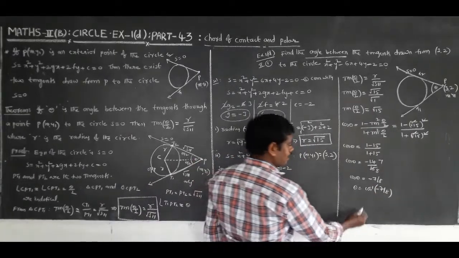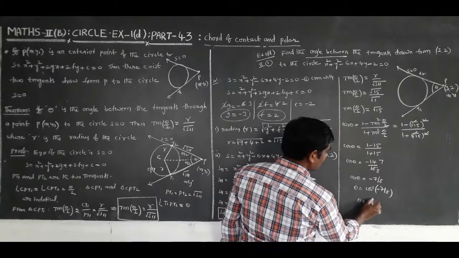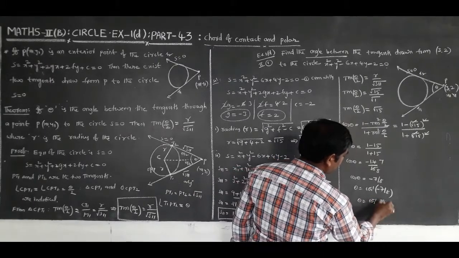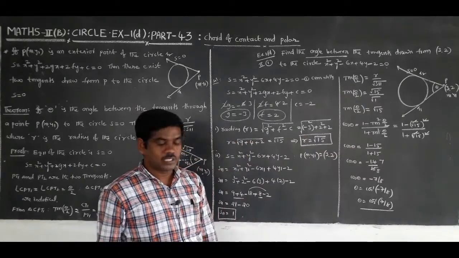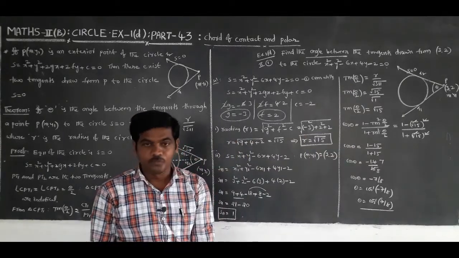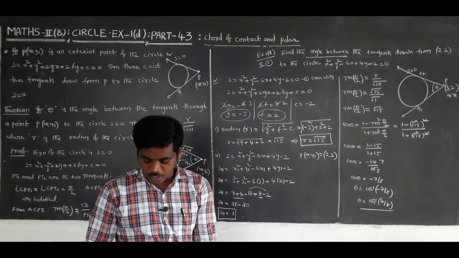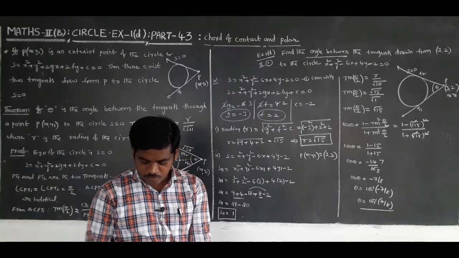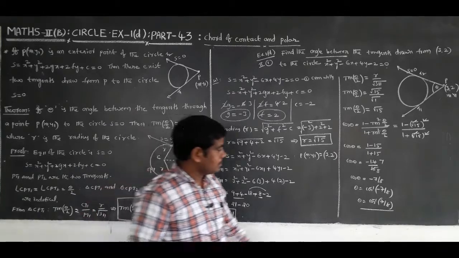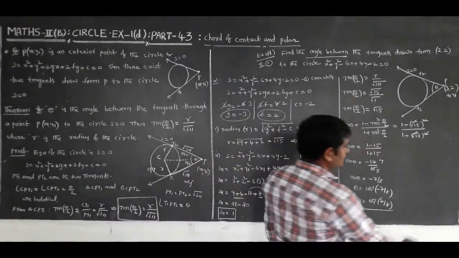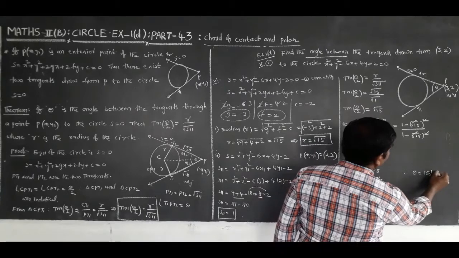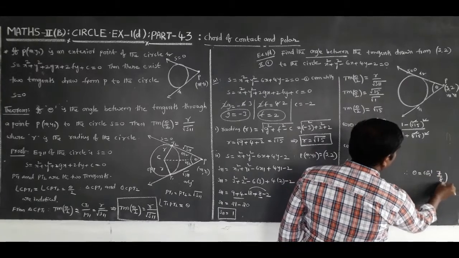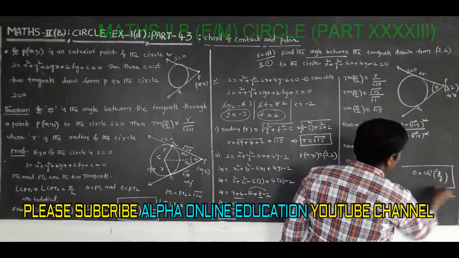Cos inverse of minus x is equal to pi minus cos inverse of x. Here theta is equal to cos inverse of 7 by 8, which is the angle between the two tangents. Therefore, theta is equal to cos inverse of 7 by 8.